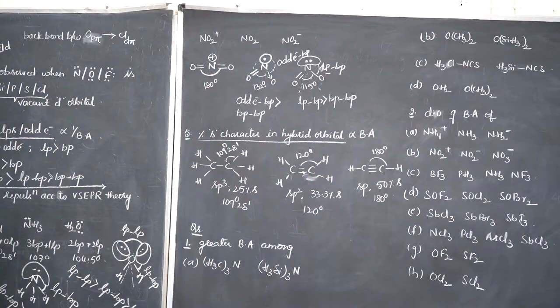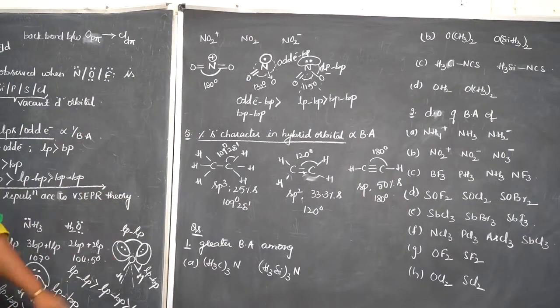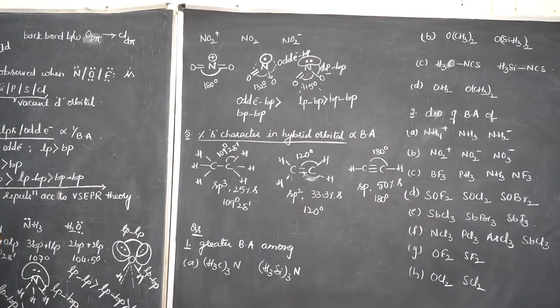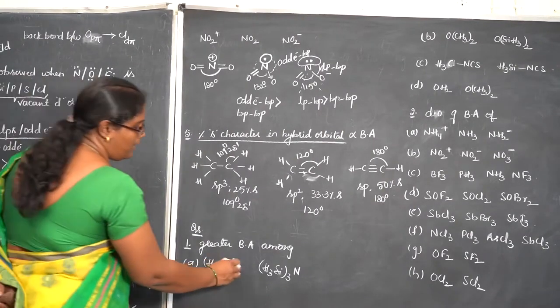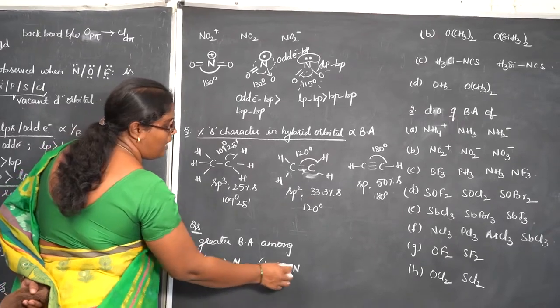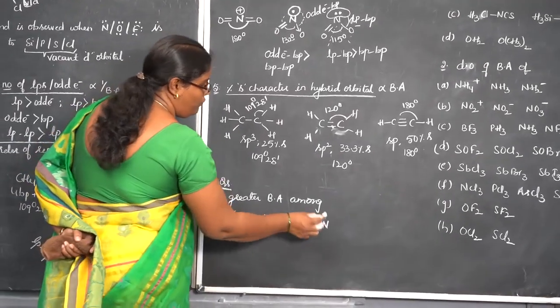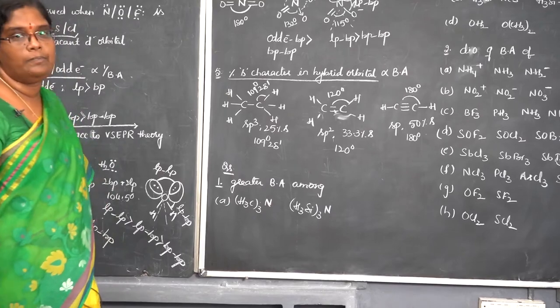Now let us work out the examples based on this. These are all previous year questions, so we are going to discuss the answers for them. First one: trimethylamine and trisilylamine. Among these two, which has the larger bond angle?